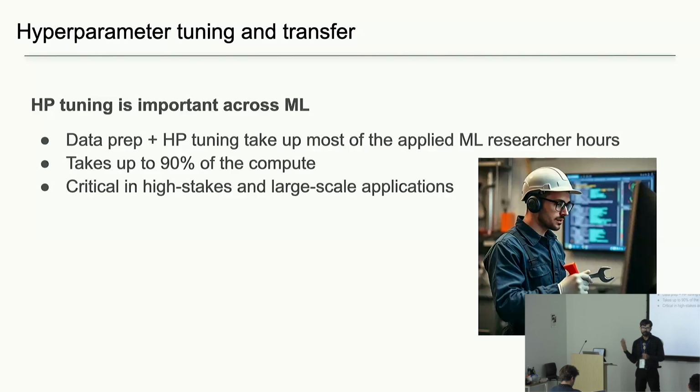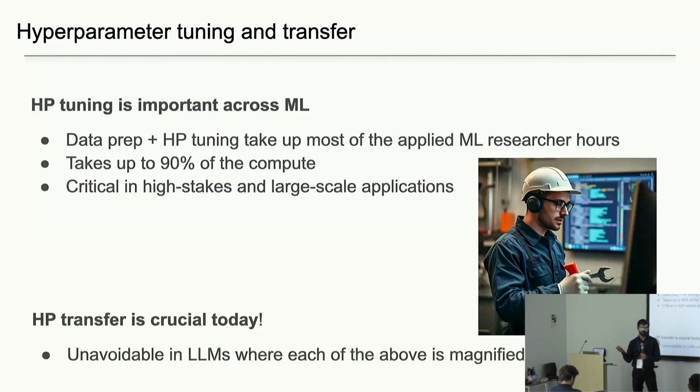It also takes up a huge amount of compute. That's another aspect, so you want to do it efficiently, and it's very critical in high stakes applications. This is even more important when you think about LLMs today, where everything is magnified multiple times because there are billions of parameters, very large scale data, and very large scale compute requirements. So it's becoming increasingly important to tune these hyperparameters in a careful way.